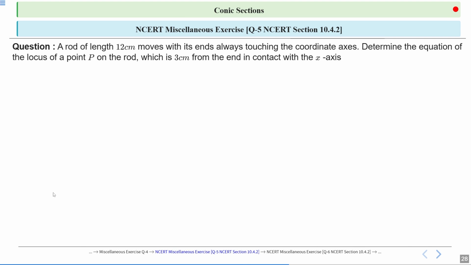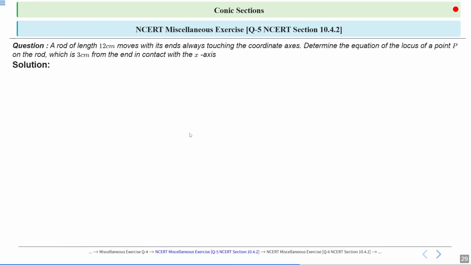In this question, we have a rod of length 12 centimeter that moves with its ends always touching the coordinate axis. Determine the equation of the locus of a point P on the rod, which is 3 centimeter from the end in contact with the x-axis. So first of all, think about this. How would you approach this question? So let's solve this question step by step.